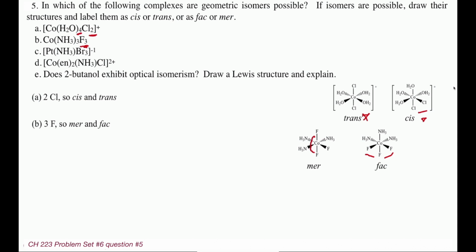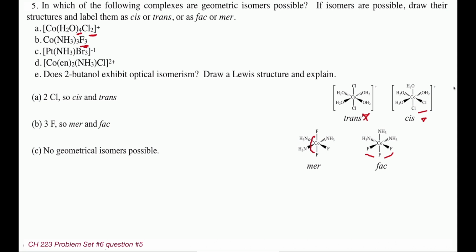The next one with platinum in this case has 1 ammonia and 3 bromides, so 4 pieces total. And regardless of whether you think of this as a square planar or a tetrahedral arrangement, there's only going to be 1 possible isomer. So in this case, there's no geometric isomers possible. Like you can't have cis and trans, you can't have mer and fac, you don't have enough pieces.